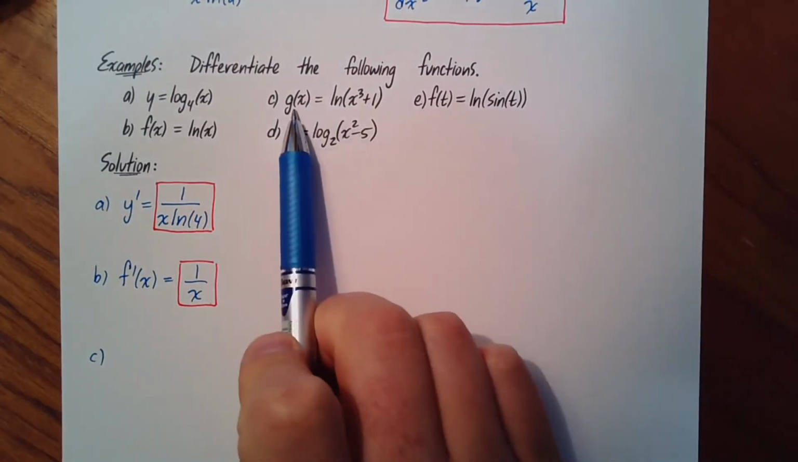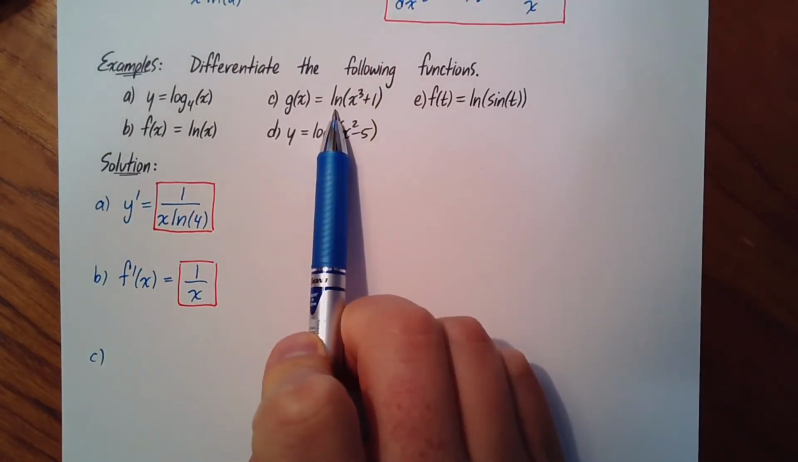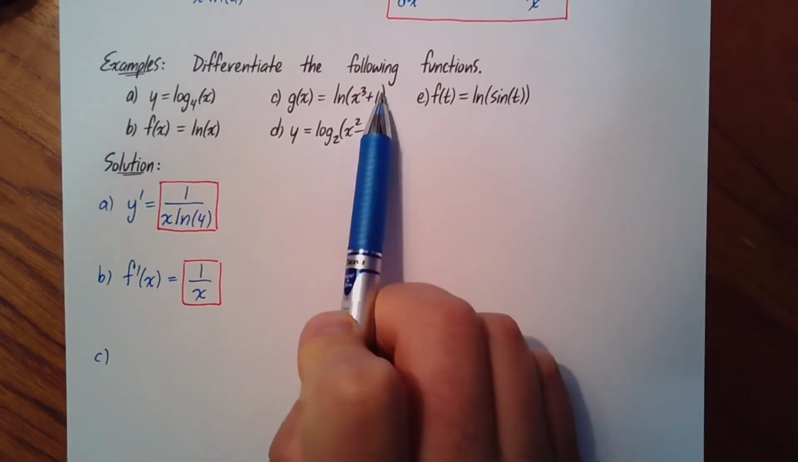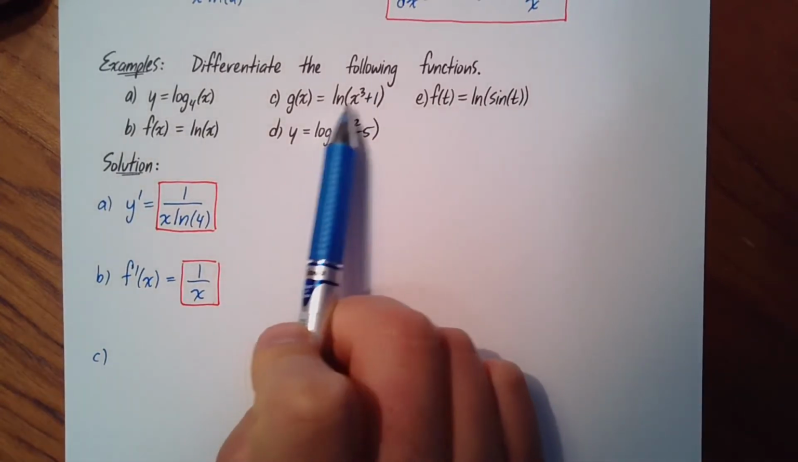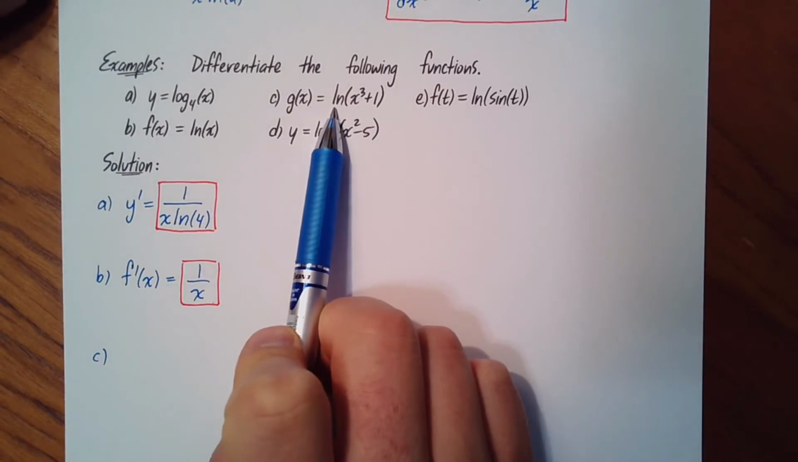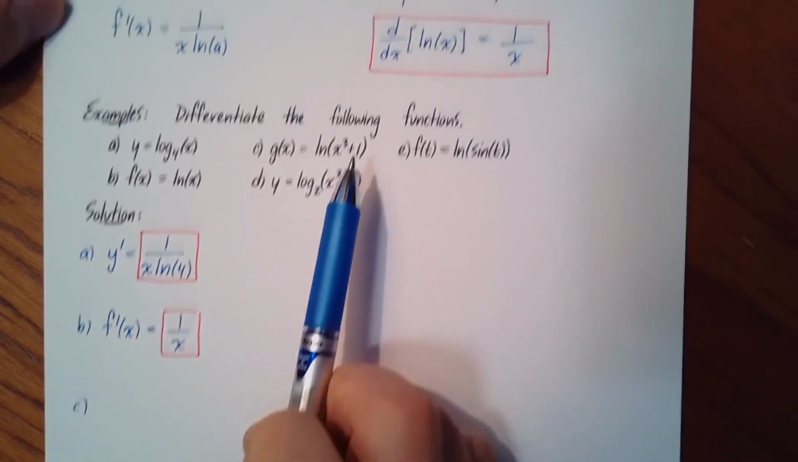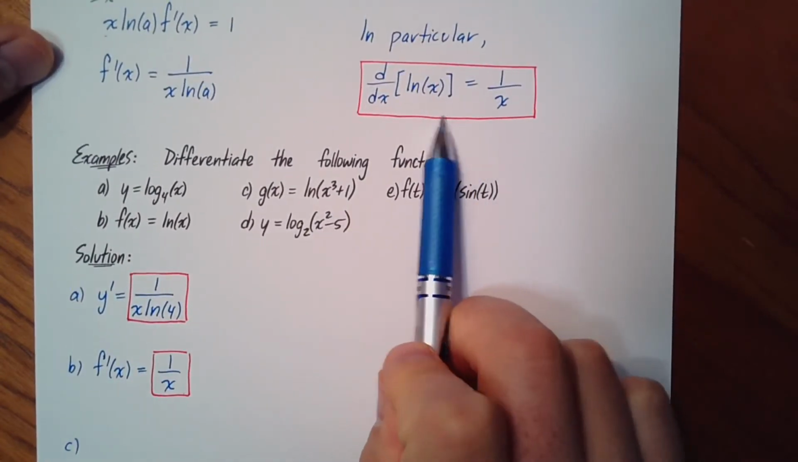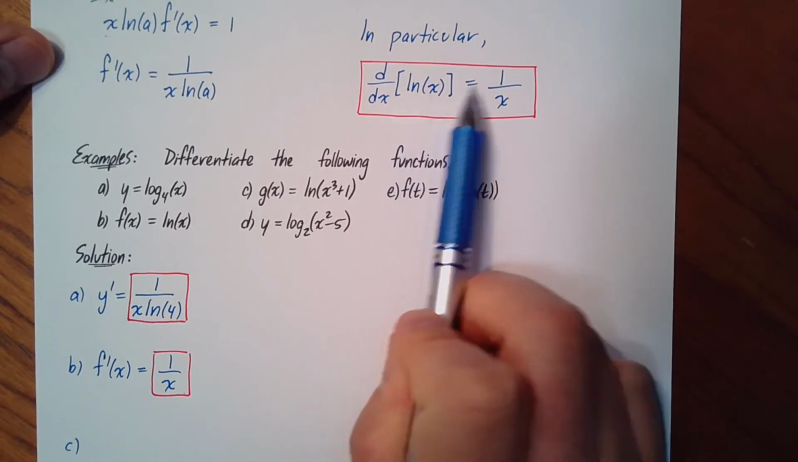Okay, so what are we going to do? We're going to differentiate the outside function first and leave the inside function alone. So it's natural log of the inside function. What would you do if it was just natural log of x? Well, you would use this rule to differentiate the natural log of x, right? It would just be 1 over x.